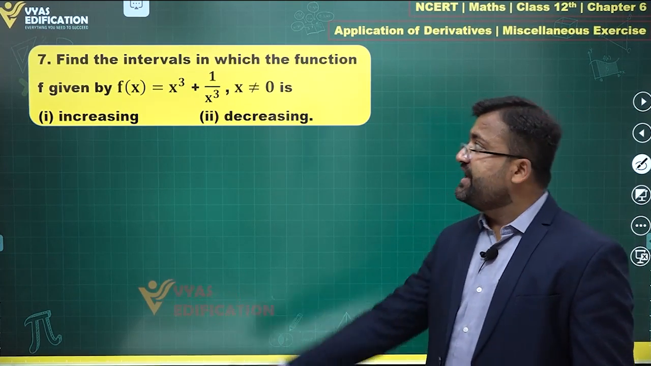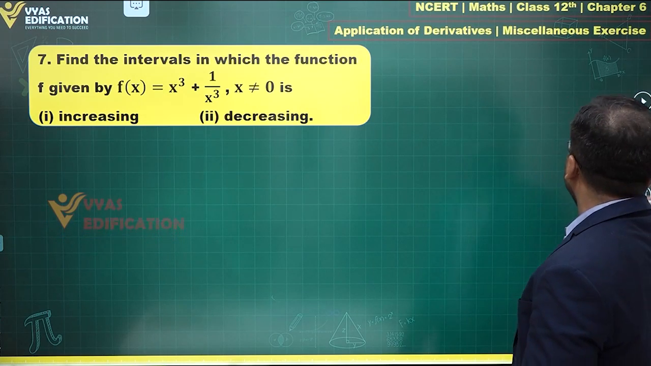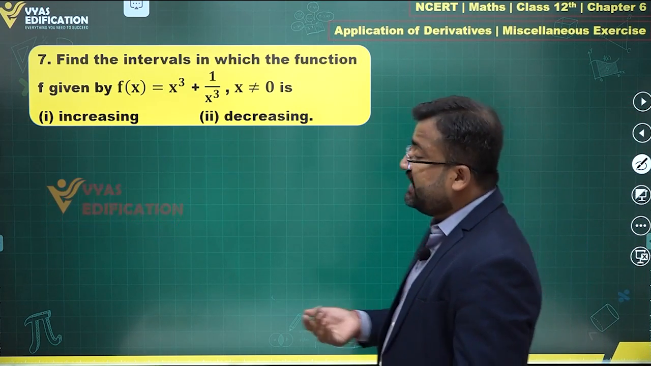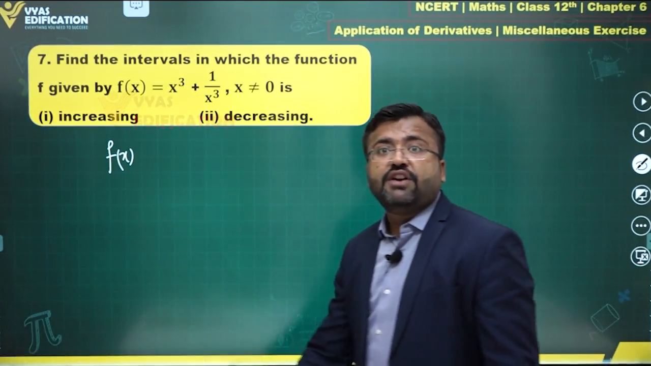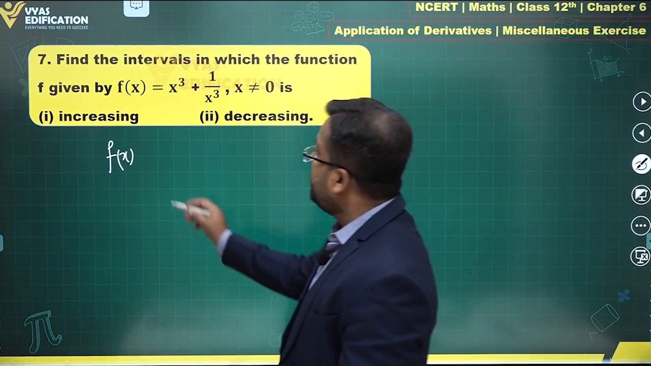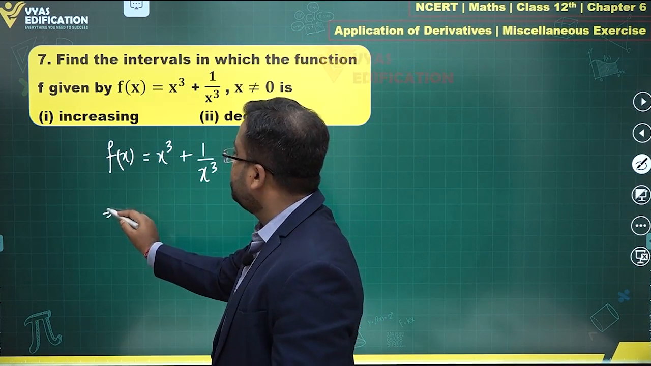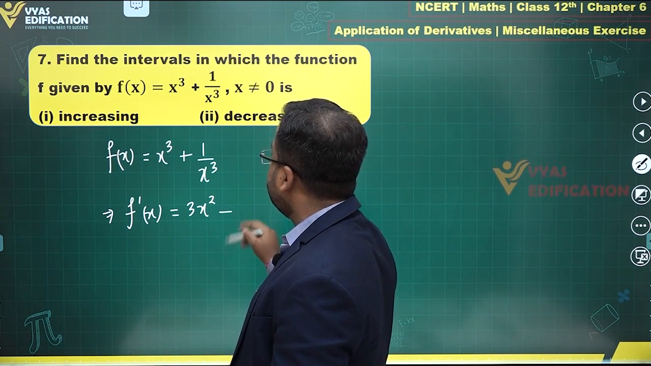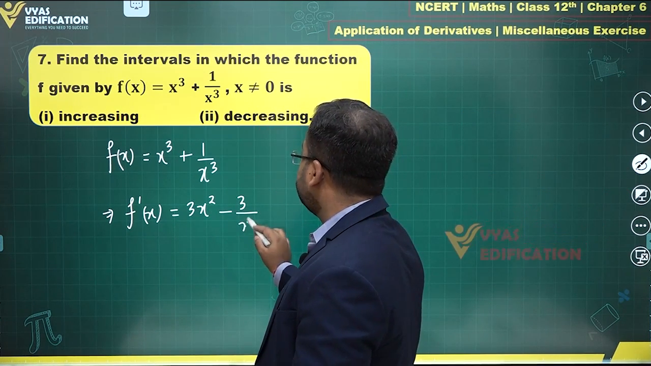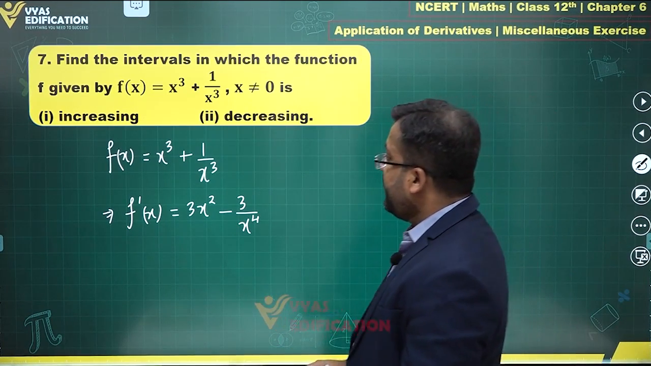The 7th question says, find the intervals in which the function f given by f(x) = x^3 + 1/x^3 is increasing or decreasing. Okay, we'll deal with this f(x). The function f(x) is equal to x^3 + 1/x^3. This tells me that f'(x) will be equal to 3x^2 - 3/x^4. This is what you get, f'(x). Please note this.